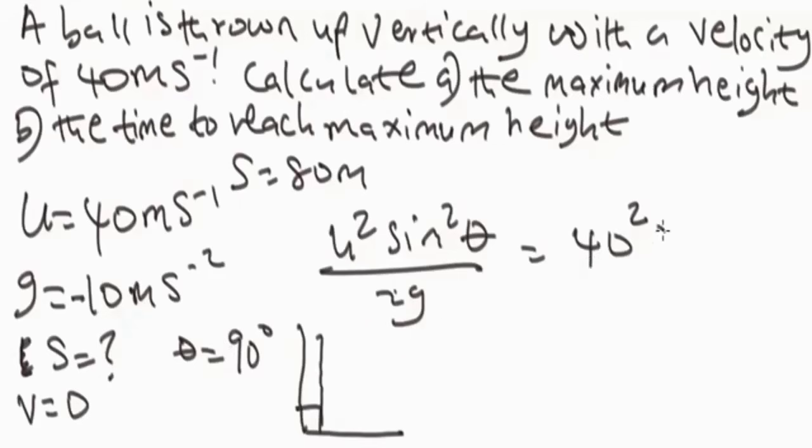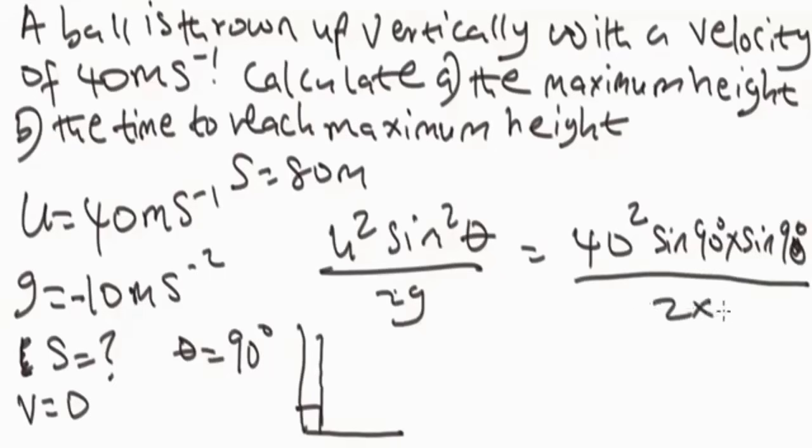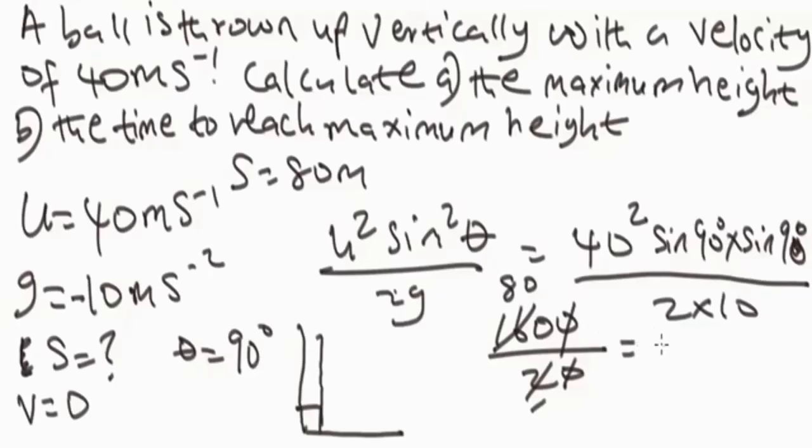So it will be sine 90 degrees times sine 90 degrees, over 2 times 10, because acceleration due to gravity, g, is constant, which is 10. So when you simplify this, sine 90 is 1. This is the same thing as 40 square, which gives us 1600 over 2 times 10, which is 20. So 1600 over 20, you're going to get 80. So you can see that you still get the same value for maximum height, 80 meters.